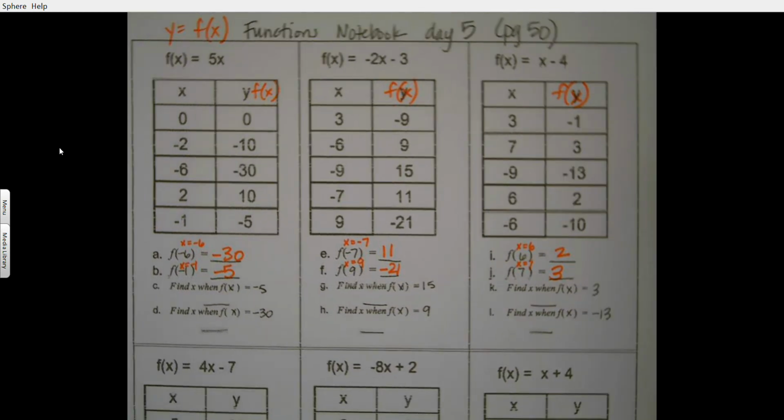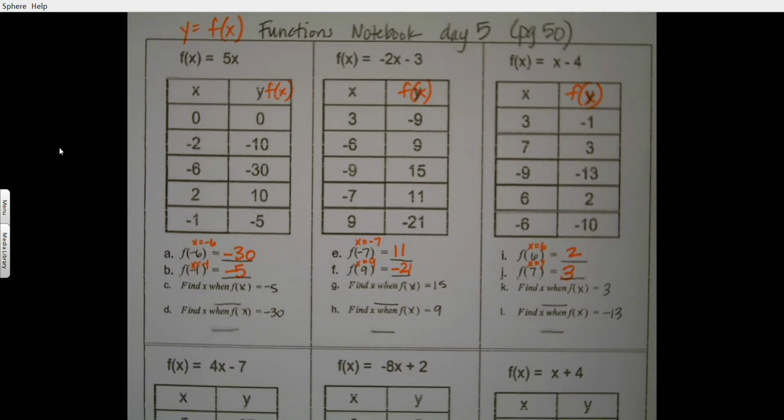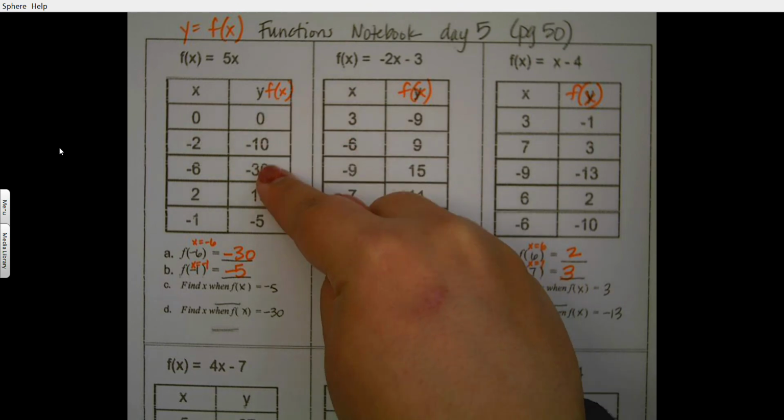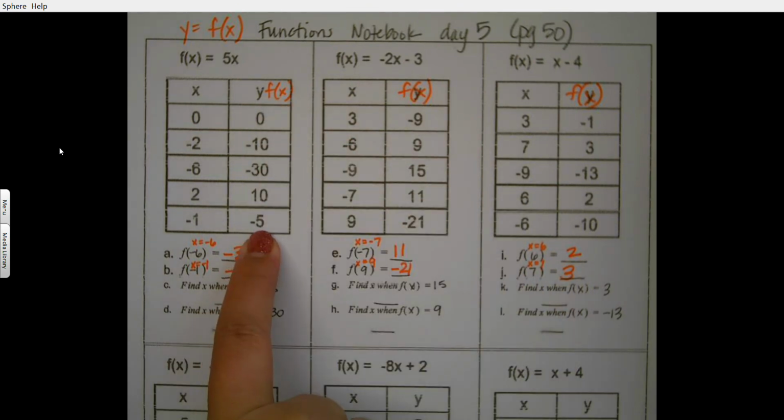Okay, now I'm going to try C and D. Notice this right here is asking me something different than what I just did. It's saying find X. So that means you don't have the X value anymore. I need to find the X value when f of X equals -5. F of X is equal to -5. What's my X?